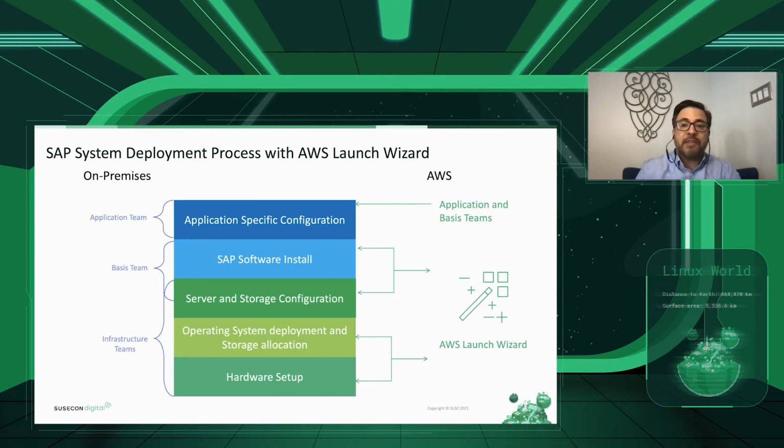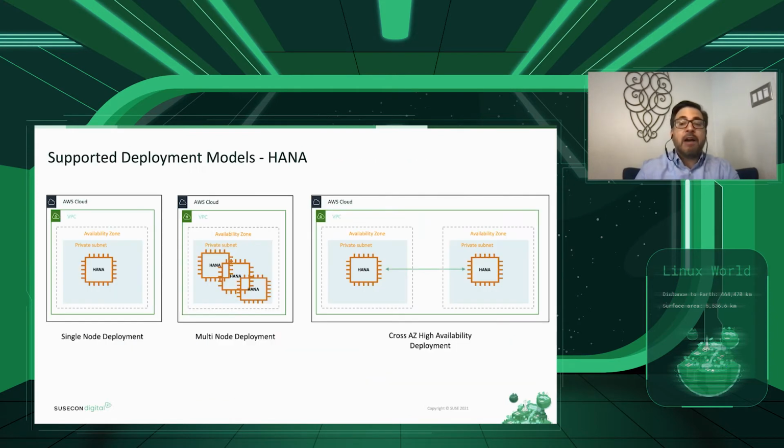And you also have the option to allow AWS Launch Wizard to install SAP NetWeaver and SAP HANA software. And once your deployment is complete, you have the environment that follows AWS and SUSE best practices for SAP deployments. And your application team and basis team can now configure the specific application settings for your environment.